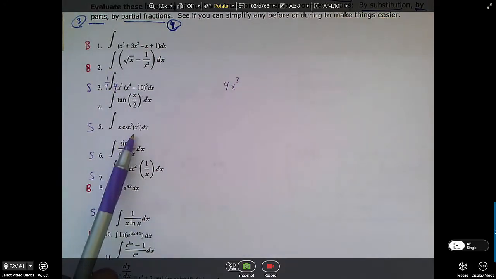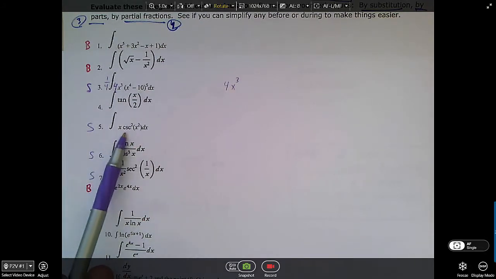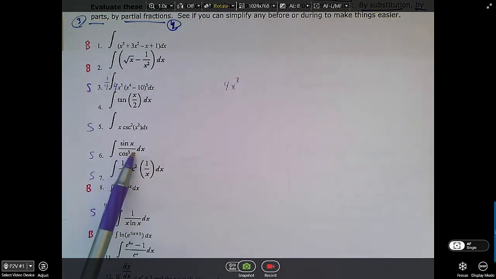So for this one, the inner function is x squared, and the derivative of that is 2x, and that's definitely a constant multiple away from x. For this one, there's a couple of choices for your inner function. You could have cosine cubed be the whole inner function of the 1/x function, but that doesn't actually work out because the derivative of cosine cubed isn't there.